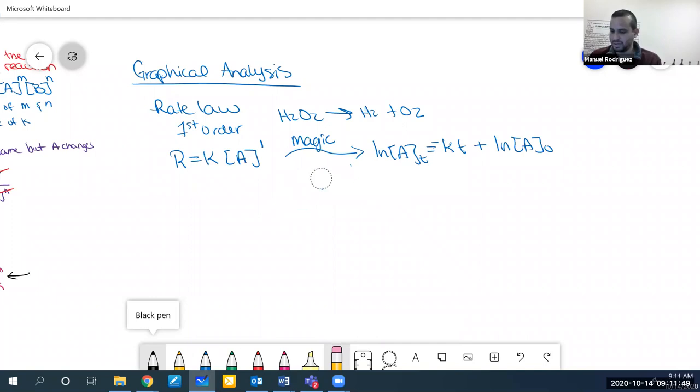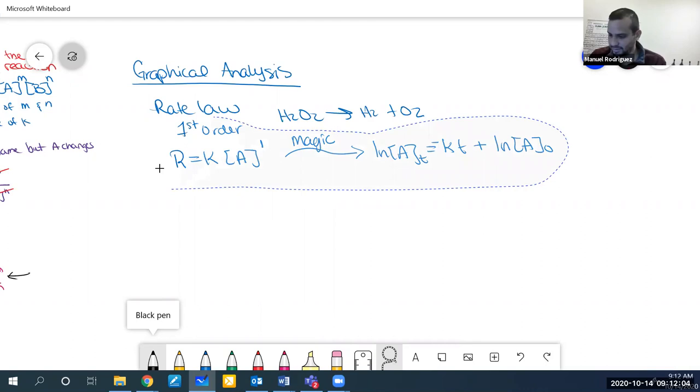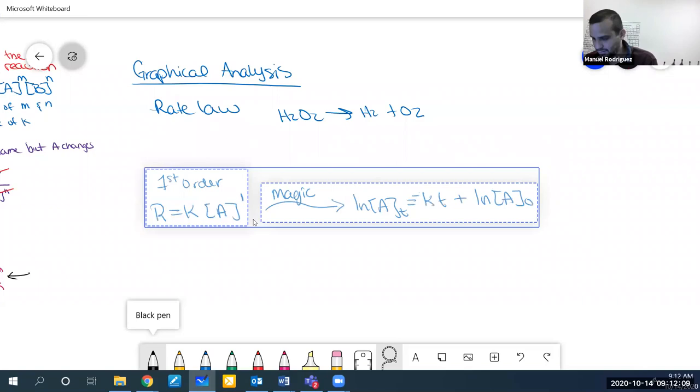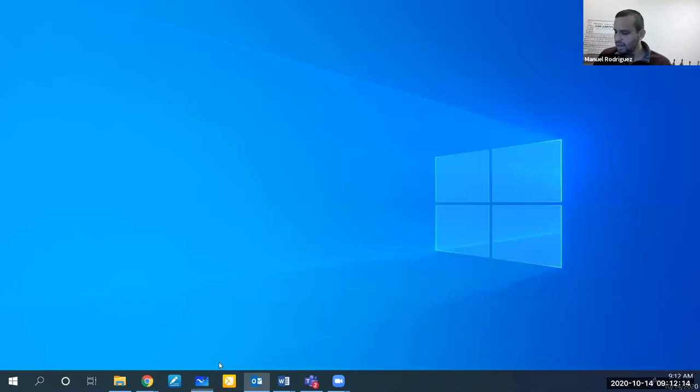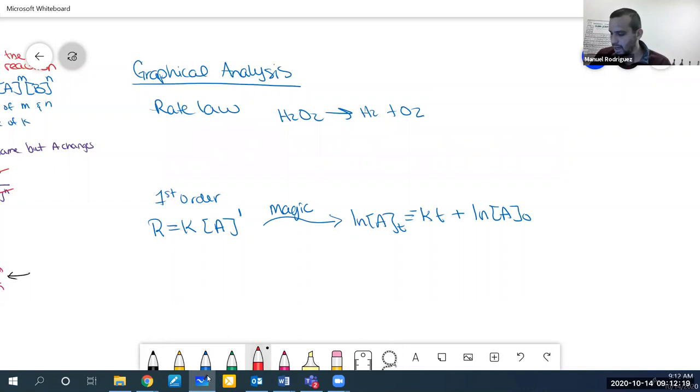Let's erase all of this. And technically, we can do that for every order. So we can do zero order, that will be R equals K A to the zero, and magic can happen. And you're having A at time t equals negative K t plus A zero. We can have second order.